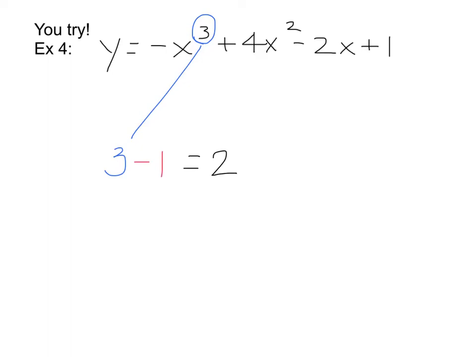Now you take the answer you got, and you are always going to subtract 2 after that, so 2 minus 2 gives you 0. Now since I reached 0, I could have 2 turning points, or I could have 0 turning points. The only way you can determine whether it's 2 or 0 is to pull out your graphing calculator and actually take a look at it.